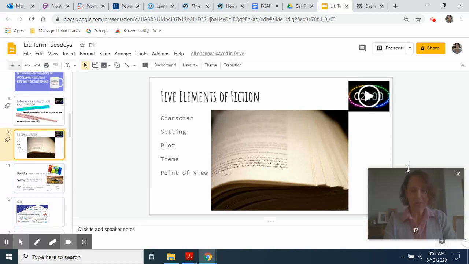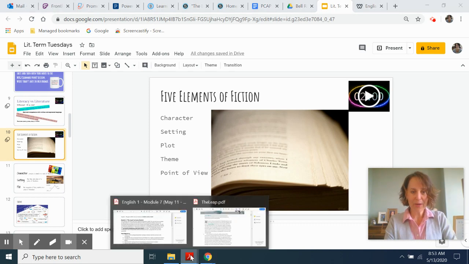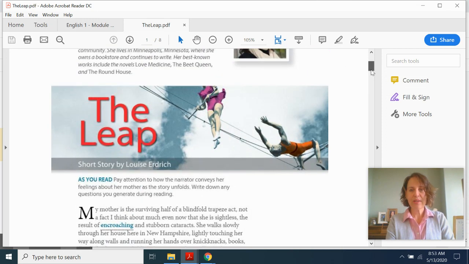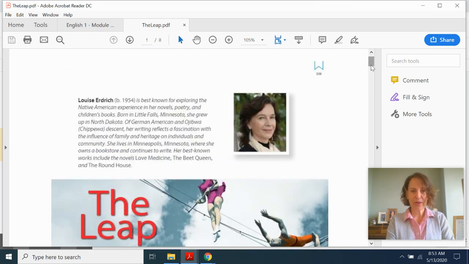When we look at the short story of The Leap, I'll bring it up here for you just to jog your memory. This did come in your email this week. It was attached as a PDF. You can also find it in your online textbook. Remember, if you go out to your collections account, you can find it there. And what I like about the online collections book is you can press the audio and listen to it as you read, and that helps us a lot.